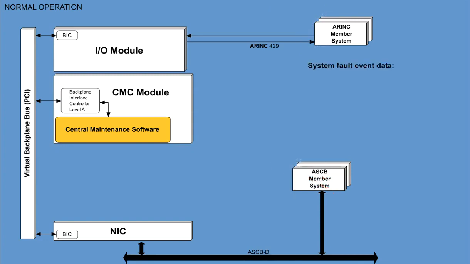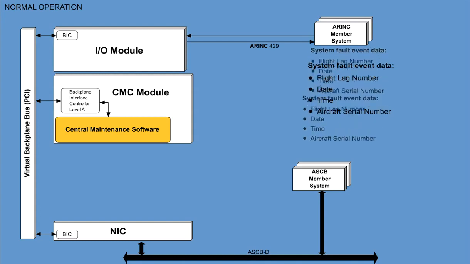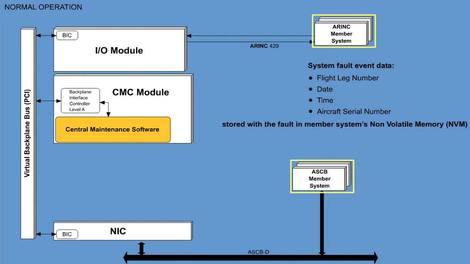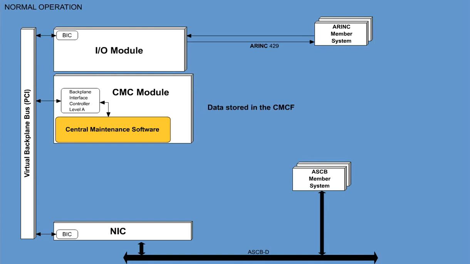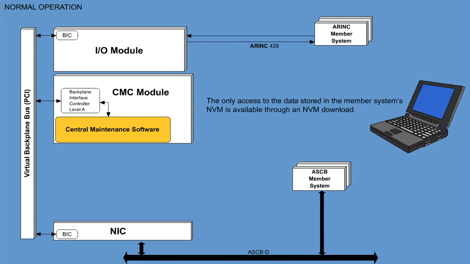The system fault event data, such as flight leg number, date, time, and aircraft serial number, is information which is recommended to be stored with the fault in the member system's non-volatile memory. The data stored in the CMCF is used during maintenance mode, and the member system supplier also uses it for repair of their failed unit. The only access to the data stored in the member system's non-volatile memory is available through a non-volatile memory download.